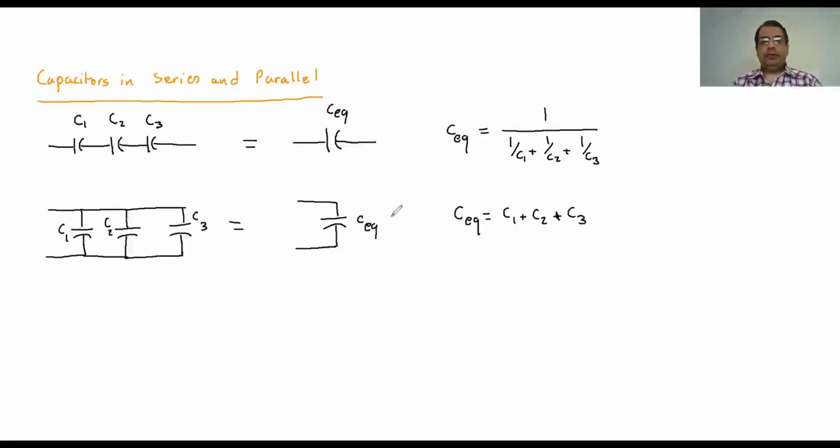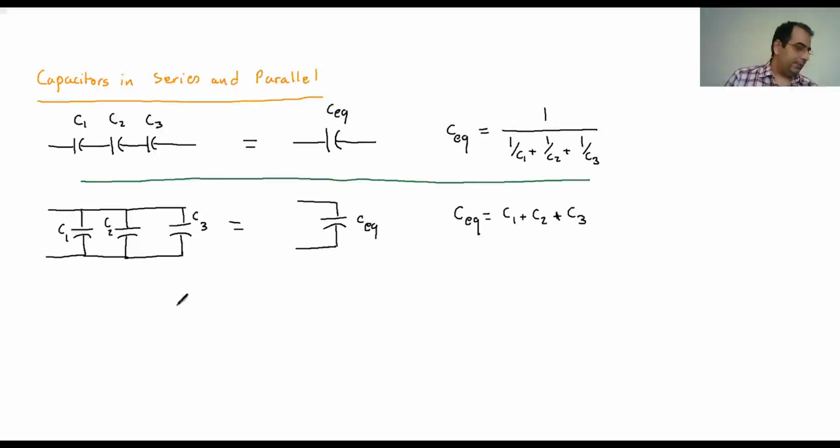So if they are in parallel, we just add them together. So this is how we deal with it if we have the capacitor in parallel or resistance. The other things are going to be similar to what we have before.